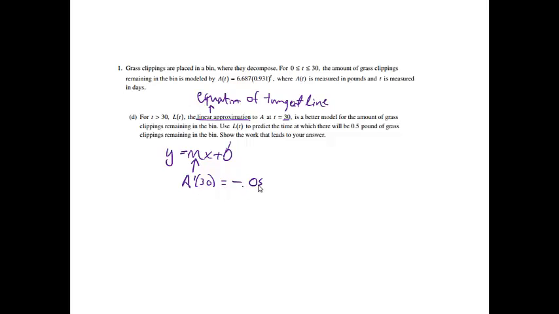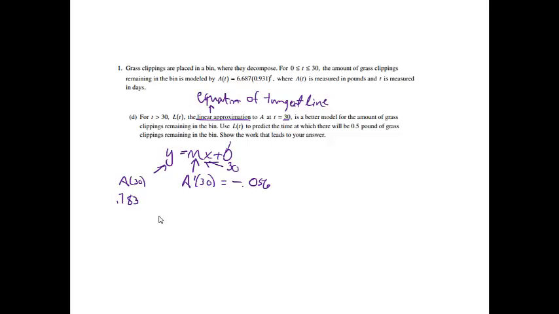and if you find A prime of 30, it is equal to negative 0.056. All right, and then we know our x value is 30 because it's at time equals 30. And then to get the y value, we're going to plug 30 into our original equation, so we'll be finding A of 30. And when we do that, we'll get 0.783.